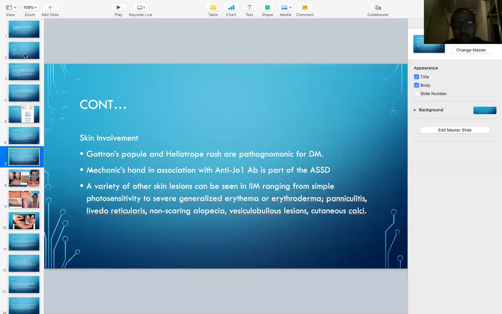The other is heliotrope rash, which is located on the periorbital area, and they're pinkish with edematous lesions. We'll see the picture. If you find these, they are very pathognomonic for dermatomyositis. But in addition, you may find them in patients without any myopathies as well.